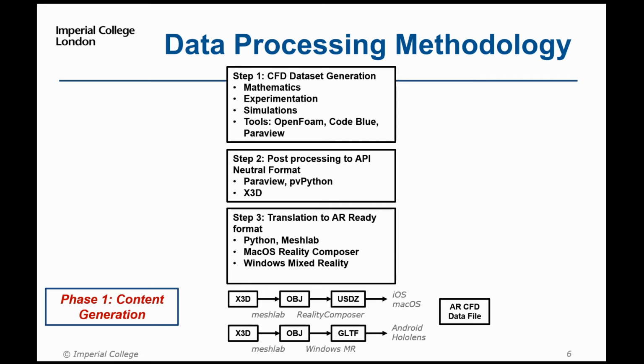The first step is to generate the CFD data, which requires mathematics, experimentation, simulations, and tools such as OpenFOAM, CodeBlue, and Paraview. The second step is to post-process the CFD data to API-neutral format, such as X3D. The third step is to translate X3D data to an AR-ready format. We use tools such as MeshLab, Reality Composer, and Python scripts to generate the respective USDZ or GLTF file formats. The result of phase 1 content generation is an AR CFD file.